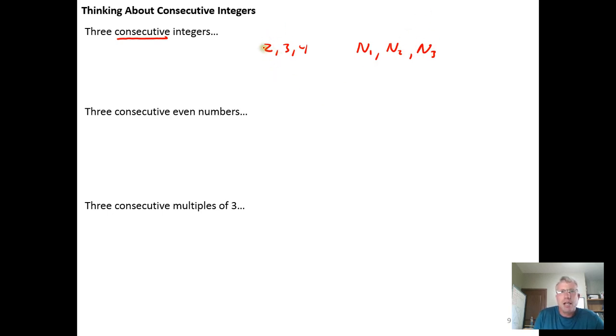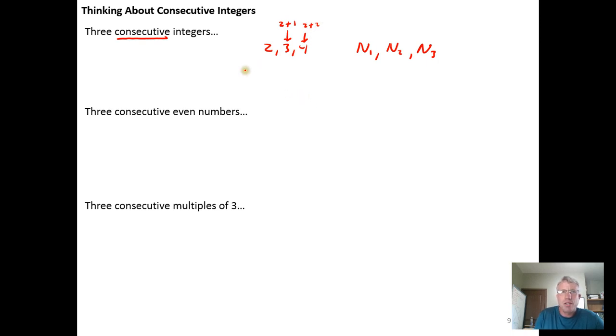And the key is that we want to recognize that if we have three consecutive integers and we know what the smallest one is, the next one in line we just get by adding 1 to the smallest of the three consecutive integers. And when we get to the third one in line, we would get that by taking the first integer and adding 2 to it.